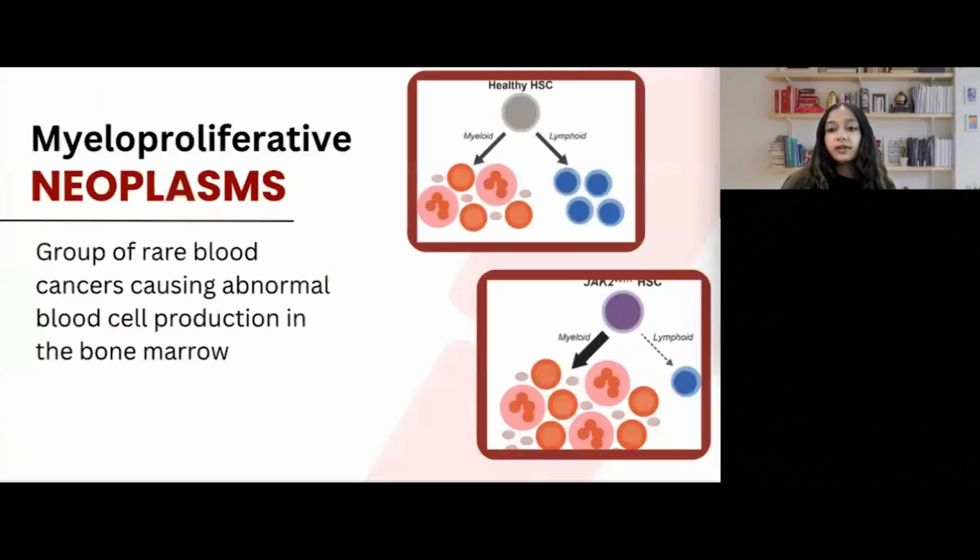So what are myeloproliferative neoplasms? Well, MPNs, which is the abbreviation, are a group of rare blood cancers that are characterized by an abnormal production of blood cells in the bone marrow, including red blood cells, white blood cells, and platelets. In these images, we can see the difference between healthy hematopoietic stem cell differentiation and cancerous or abnormal differentiation of these cells into myeloid and lymphoid cells. In MPNs, we see abnormal differentiation and proliferation of these stem cells, causing excessive over or underproduction of these cell types, as well as producing dysfunctional cells.